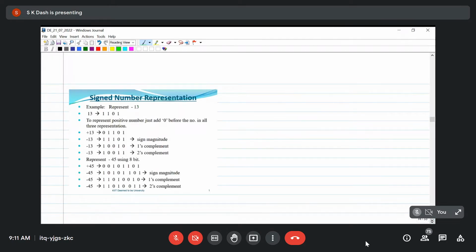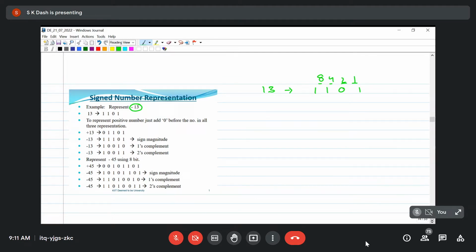Suppose we want to represent minus 13. First of all, what to do? We know about the unsigned numbers. So what is 13 actually? How can we represent 13? 13 will be 1101. We know the concept of 8421. Depending upon position, weights are assigned. So 13 is equal to 8 plus 4 plus 1. So it has to be 1101. We have done this in the last class.